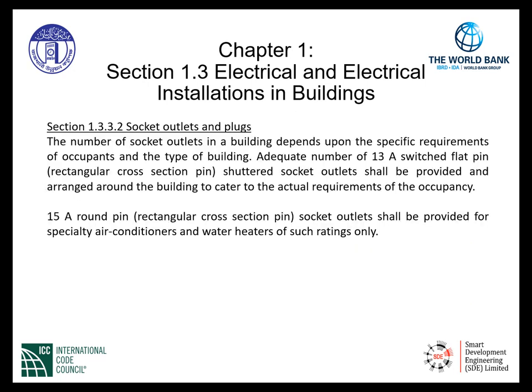Socket outlets and plugs are contained in section 1.3.3.2. The requirements of this section state that the number of socket outlets in a building depends on the specific requirements of occupants and the type of building. An adequate number of 13 amp switched flat pin shuttered socket outlets shall be provided and arranged around the building to cater to the actual requirements of the occupancy. 15 amp round pin socket outlets shall be provided for specialty air conditioners and water heaters of such ratings only.